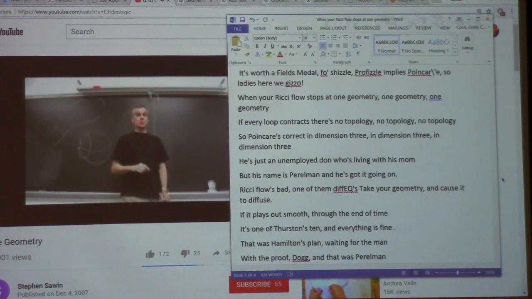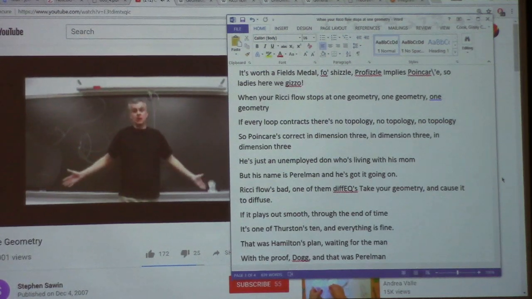When your Ricci flow stops at one geometry, if every loop contracts, there's no topology, so Poincare is correct. In dimension 3, he's just an unemployed John who's living with his mom, but his name is Perelman, so he's got it going on.